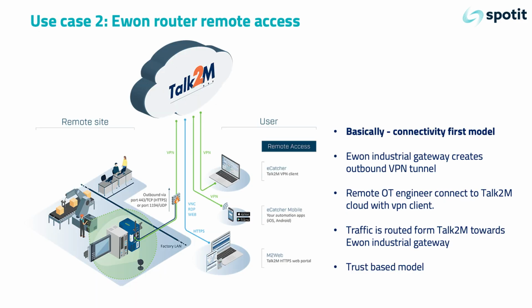So how does this architecture look from a high-level perspective? You have the E1 device, which is placed into the factory LAN, and the E1 device will create an outbound tunnel to the Talk2M cloud. It's some kind of connectivity broker. Then you have the remote operator who makes use of his laptop with the eCatcher client installed on it, and he connects to the Talk2M cloud, and from there traffic can be routed from the client towards devices behind the E1 on the factory LAN floor.